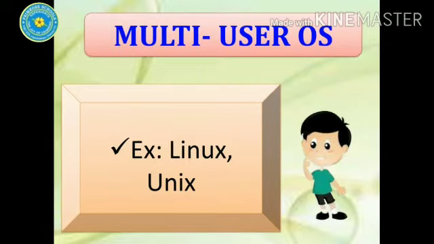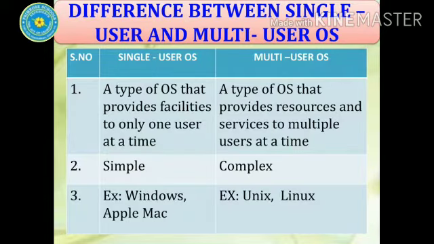Now that we know about single user operating system and multi-user operating system, let us look at the difference between single user and multi-user operating system. Single user operating system provides facilities to only one user at a time, whereas multi-user operating system provides resources to multiple users at a time. Single user operating system, as only one user is connected, is a simple type of operating system, whereas the multi-user operating system is a complex type. Examples of single user operating system would be Windows, Apple, Mac, whereas multi-user operating system would be Unix and Linux.